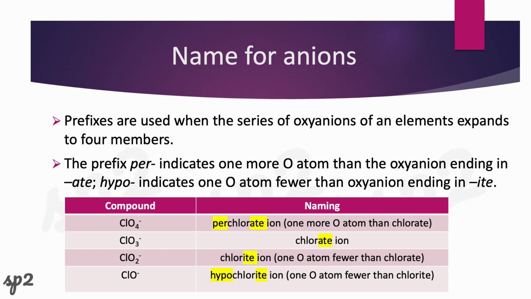So from the top to the bottom: perchlorate, we have four oxygen atoms. Chlorate, we have three oxygen atoms. Chlorite, we have two oxygen atoms. And the last one is hypochlorite, where we have only one oxygen. I hope that makes sense. So, looking at the next page.